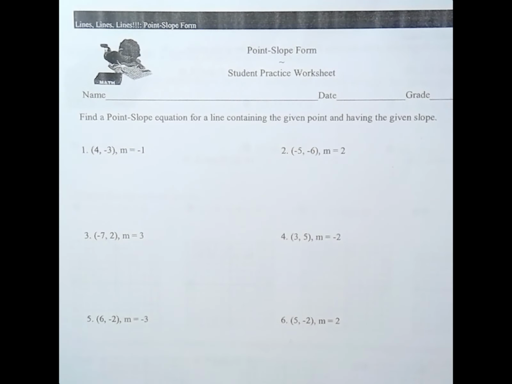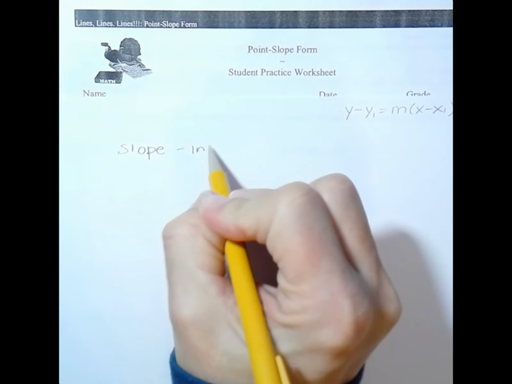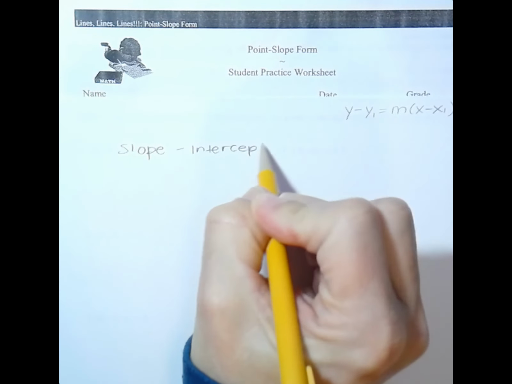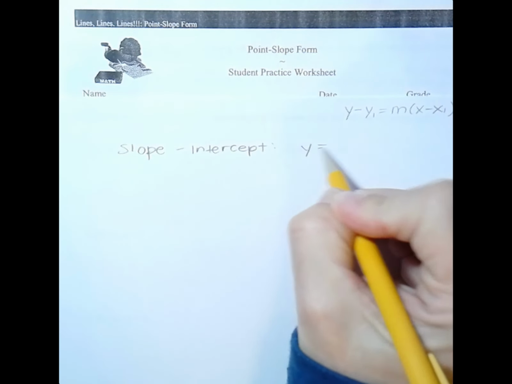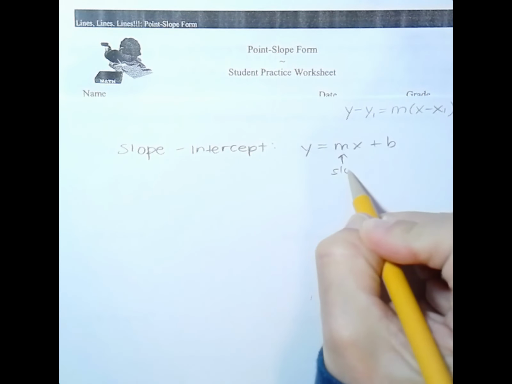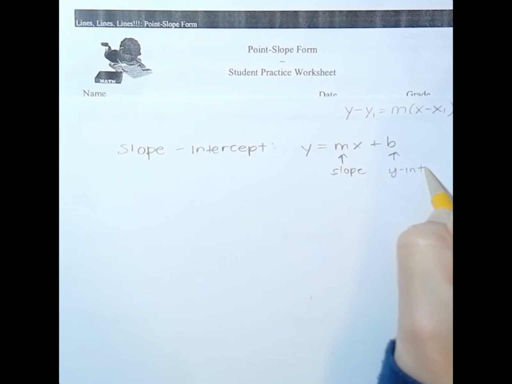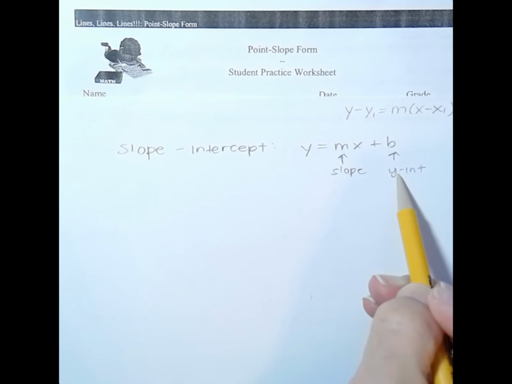Hi guys, today we want to take a look at another form of an equation. We have spent a lot of time looking at slope-intercept form, so let's just review that. Slope-intercept form is y equals mx plus b, where this is your slope and this is your y-intercept. Okay, that's why they call it slope-intercept form.